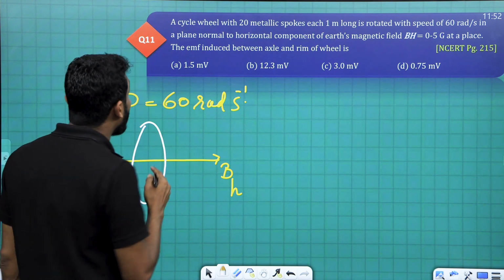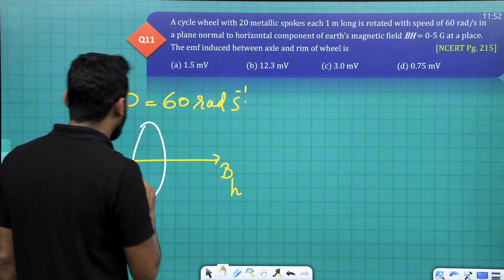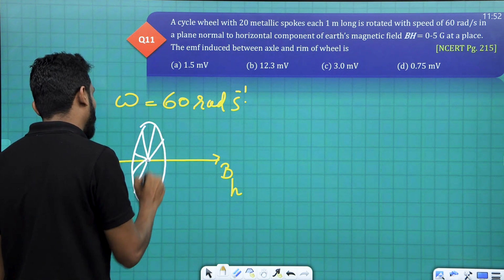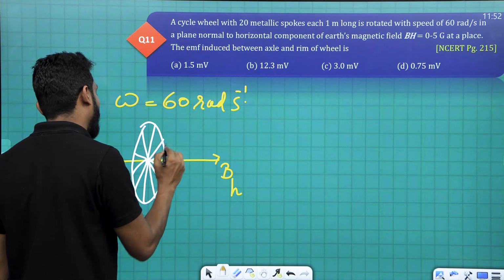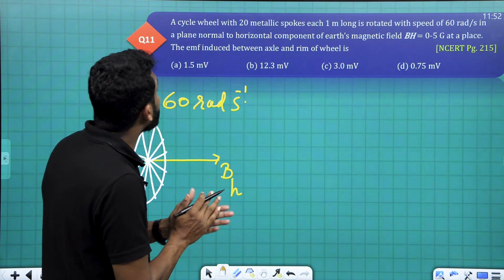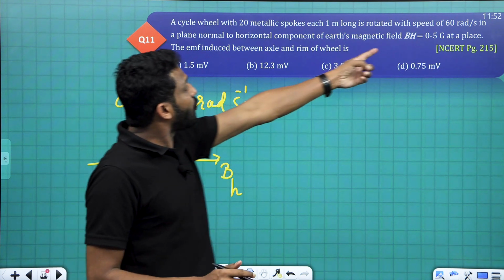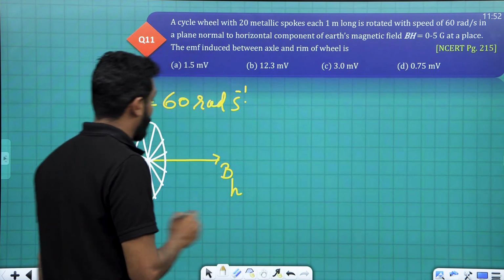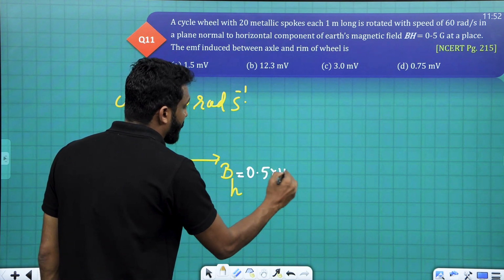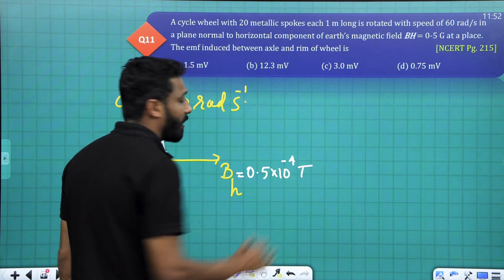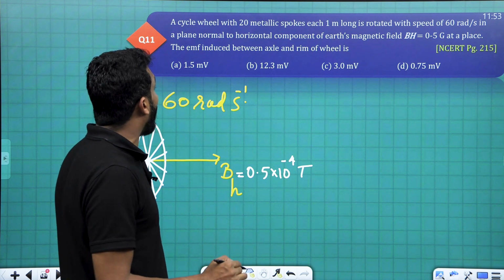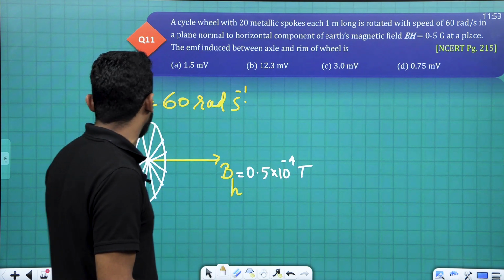The cycle wheel has 20 metallic spokes. Totally there are 20 spokes. I am not drawing them completely. Now, BH value is 0.5 Gauss. Gauss means 10 raised to minus 4 Tesla. The EMF induced between the axle and rim of the wheel is.